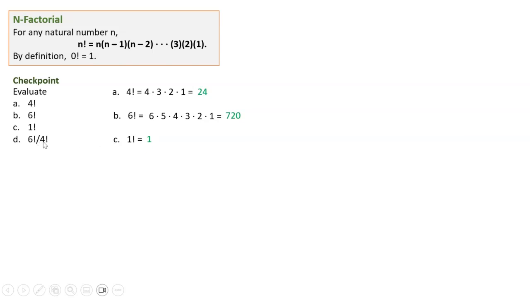Now how about 6 factorial divided by 4 factorial? So 6 factorial will be 6 times 5 times 4 times 3 times 2 times 1. And 4 factorial will give us 4 times 3 times 2 times 1. 1 divided by 1 is 1. 2 divided by 2 is 1. 3 divided by 3 is 1. And 4 divided by 4 is 1. So we got 6 times 5 times 1, which will give us 30.